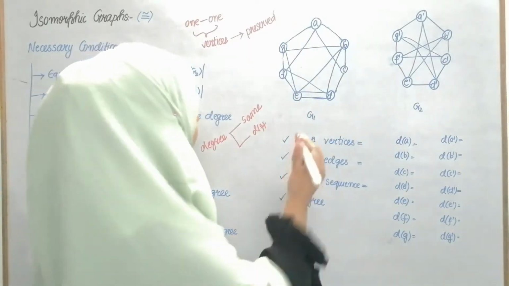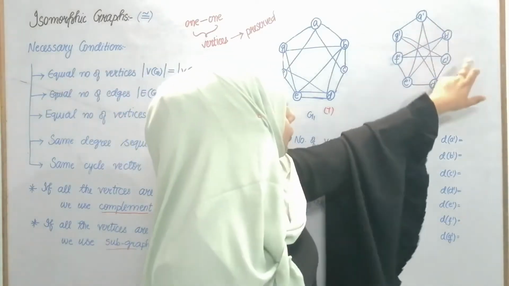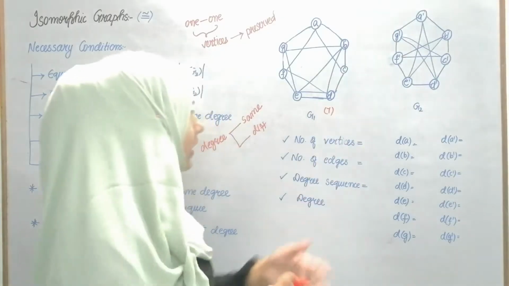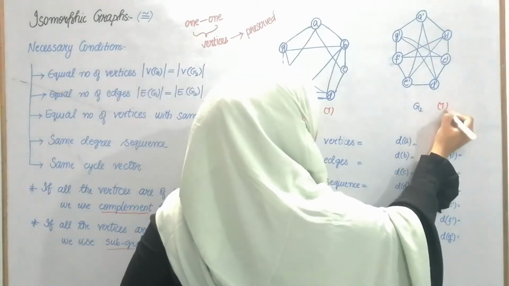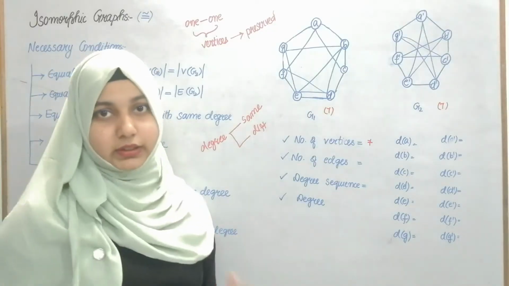The number of vertices here are 7 for this graph. Let's check here. 1, 2, 3, 4, 5, 6, 7. 7 here as well. So the number of vertices are equal, right? Yes, they are equal and they are 7 in number.